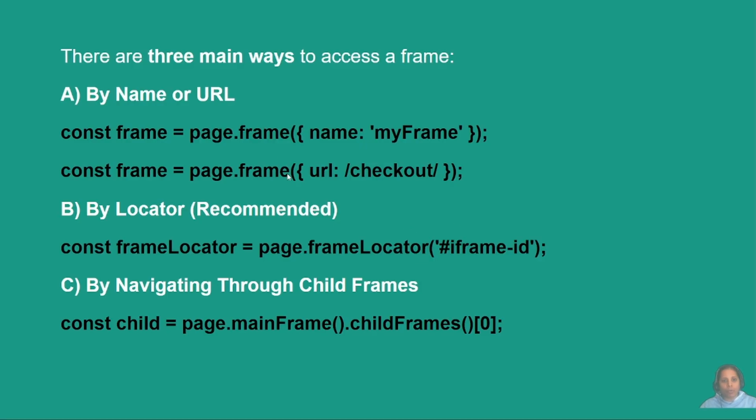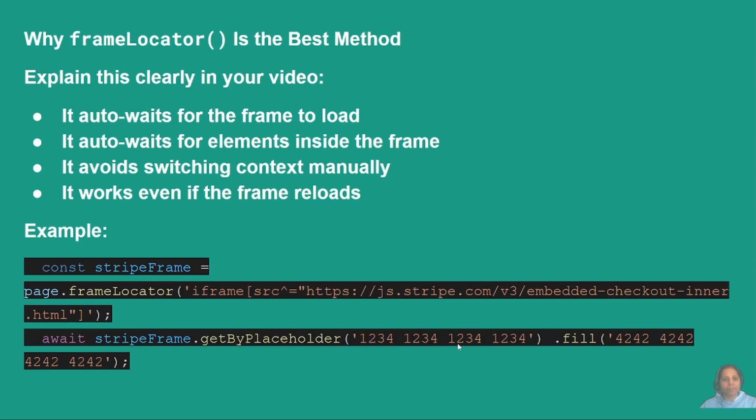If you know the name or URL of the frame, then you can use page.frame. You cannot use the CSS locator with page.frame. Okay, you cannot enter any CSS locator or XPath over here. It will not work. It will give you an error. And if you know the main frame, you can navigate to the child frames as well. As I told you earlier, frame locator has auto wait, so it will wait until the frame loads and all the elements inside load. And it avoids switching context manually. As we are using the Playwright locator, all the features available for locators will be available for this frameLocator also, like auto wait and everything.